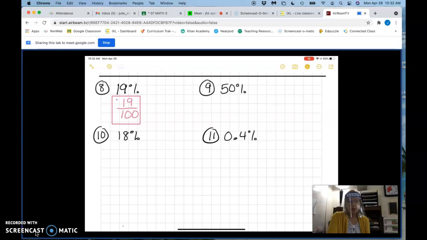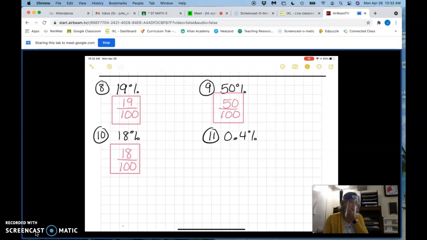How about number 9? Does anybody want to do 9? Okay, Tiffany. 50 over 100. And I'll do 10. Okay, go ahead. And then you want 18 over 100. Okay, Cameron, last one. 0.4 over 100.